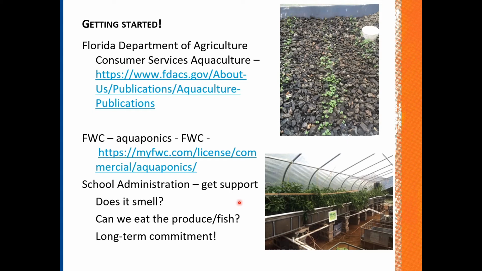The third party to get support from is definitely your school administration. Over the years, the most common question I get from administration is, does this smell? I think people think, especially if it's going to be an indoor system within a classroom or in a spare classroom, that the fish might produce an odor. Another thing you need to consider is some schools have regulations about eating produce and fish out of the system. So you need to make sure if this is part of your plan, that you check all the regulations and requirements associated with actually consuming the products that come from your system.